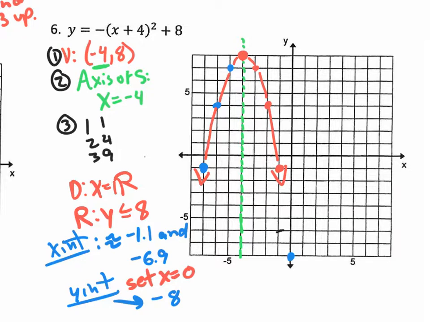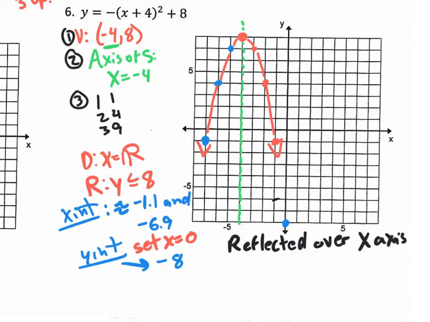But anyway, how about we describe the transformations from the original parent graph that started at the origin as a vertex and opened up. Well, first of all, it gets reflected over the x-axis. It opens down instead of up. But the math vocab that we want to use is reflected over the x-axis. It reflects over the x-axis. So instead of opening up, it's going to open down. And then after that, we're going to shift the vertex 4 to the left and 8 up.